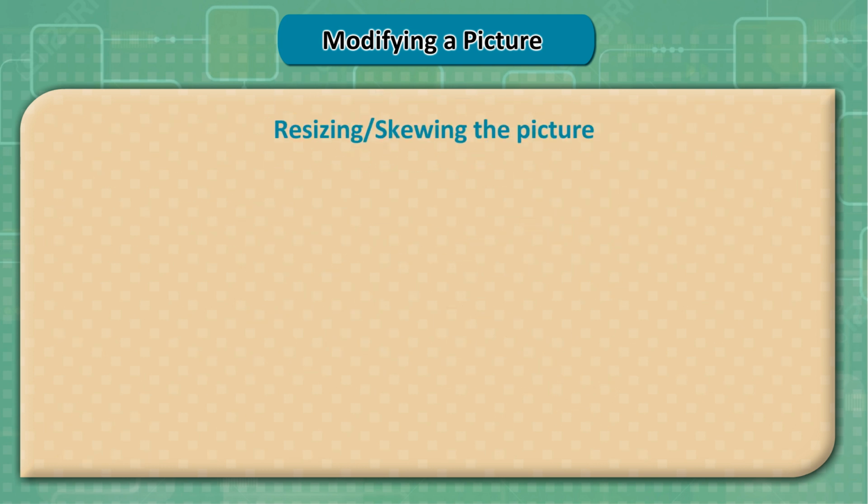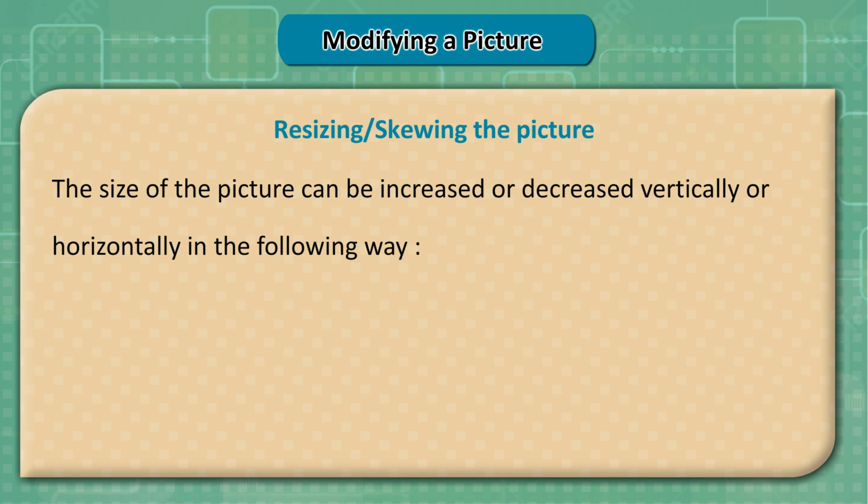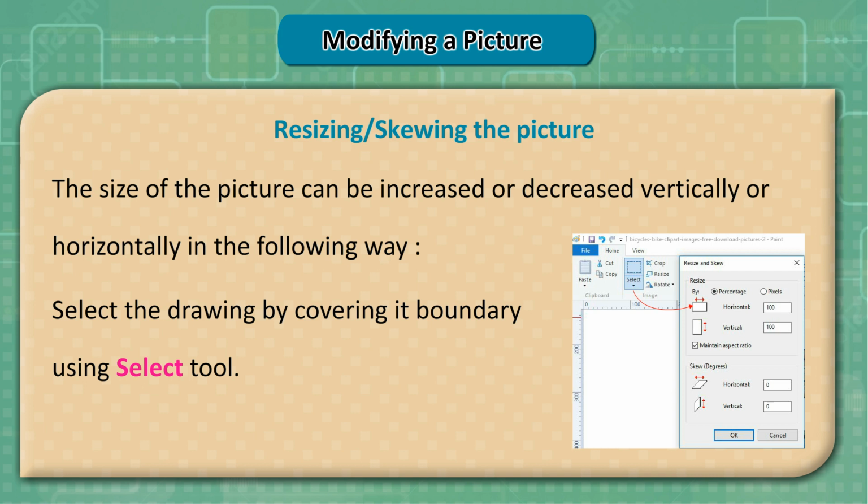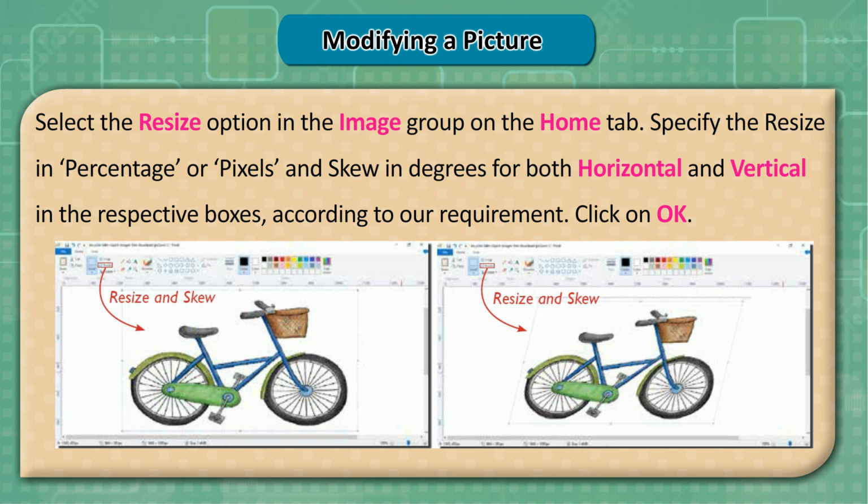Resizing and skewing the picture. The size of the picture can be increased or decreased vertically or horizontally in the following way. Select the drawing by covering its boundary using the Select tool. Select the Resize option in the Image group on the Home tab. Specify the resize in percentage or pixels and skew in degrees for both horizontal and vertical in the respective boxes, according to our requirement. Click on OK.